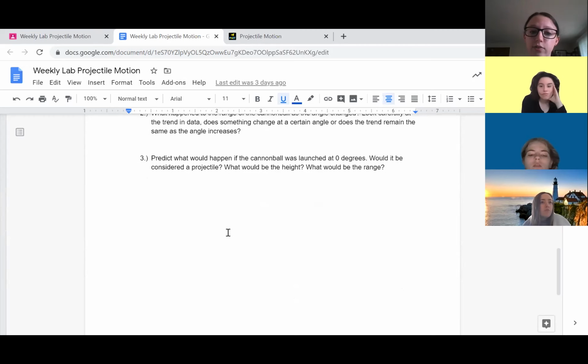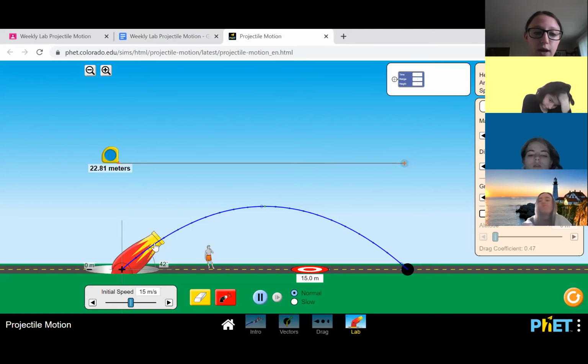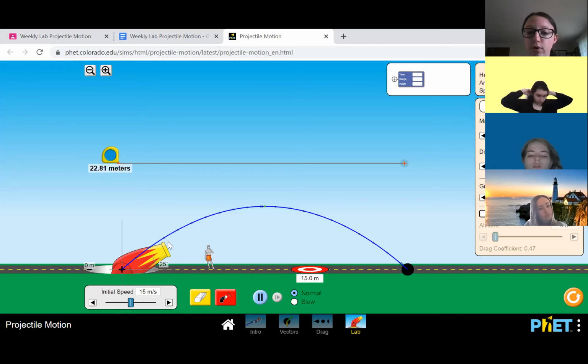Last but not least is actually a prediction question. It's talking about an angle of 0 degrees. If you look, you can't set your cannon to 0 degrees.